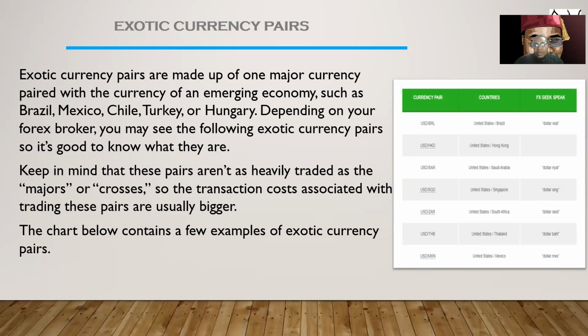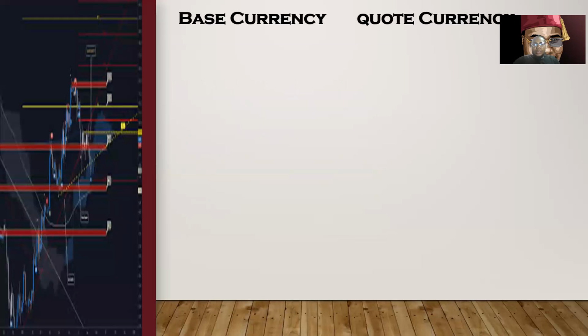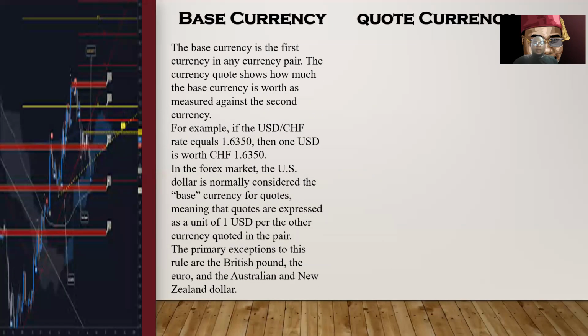You understand? Depending on your broker, it's not all brokers that give these services for the USD exotic currency pairs. Most brokers don't give that service for you to actually trade on them. So that is that for the currency pairs. Then in this currency pair, we have the base and we have the quotes. All right. The base is, let's say, just as it is on the slide, we have USD CHF.